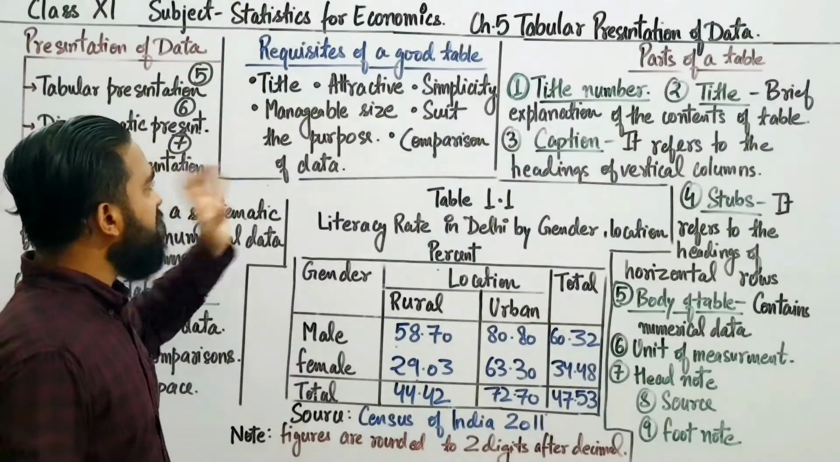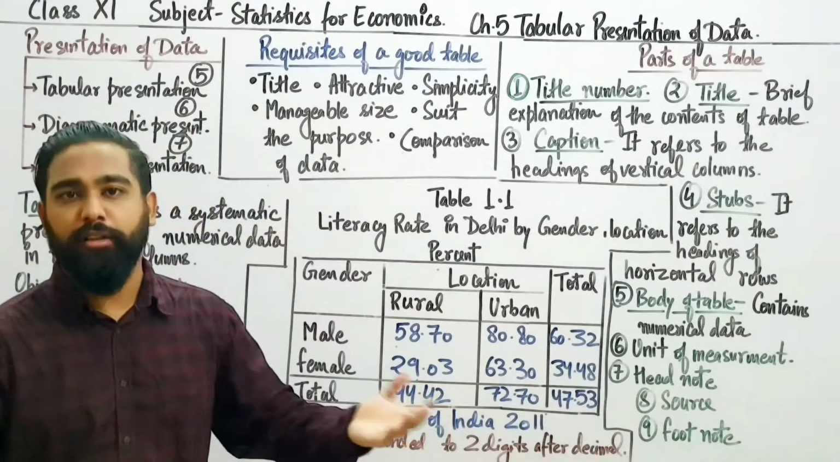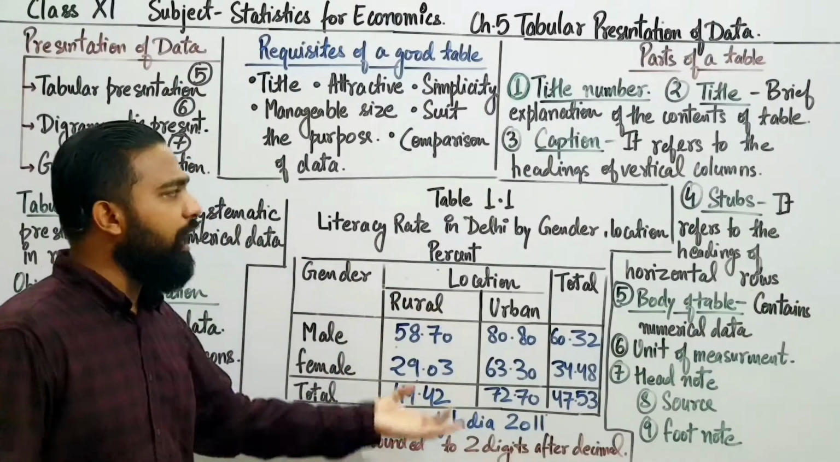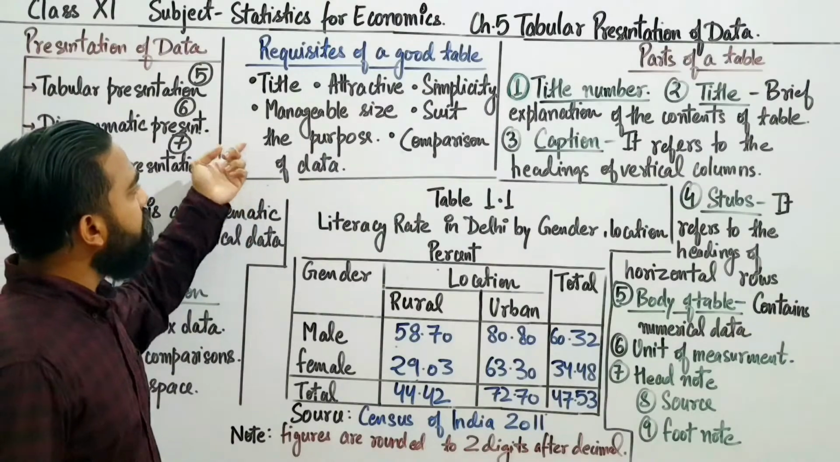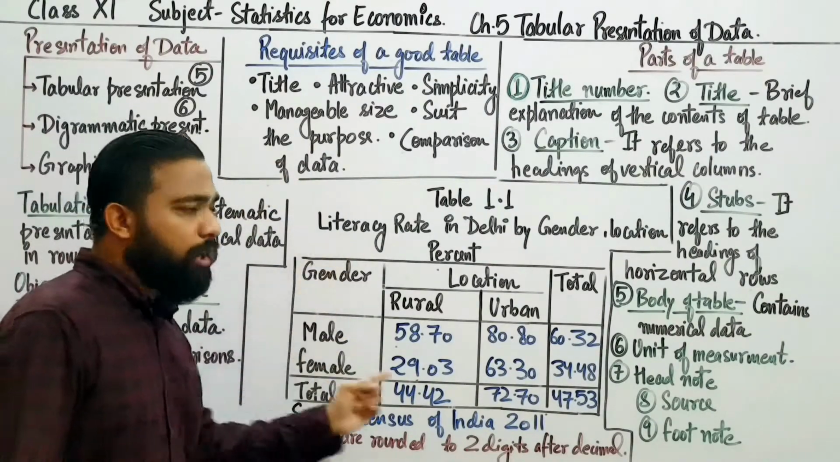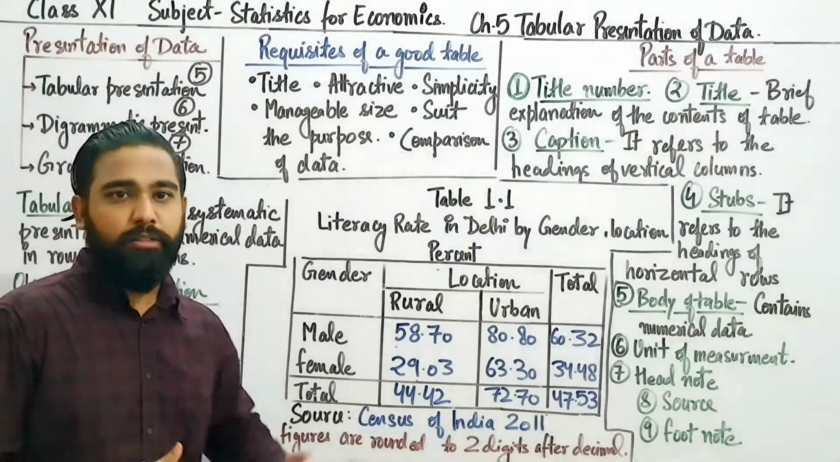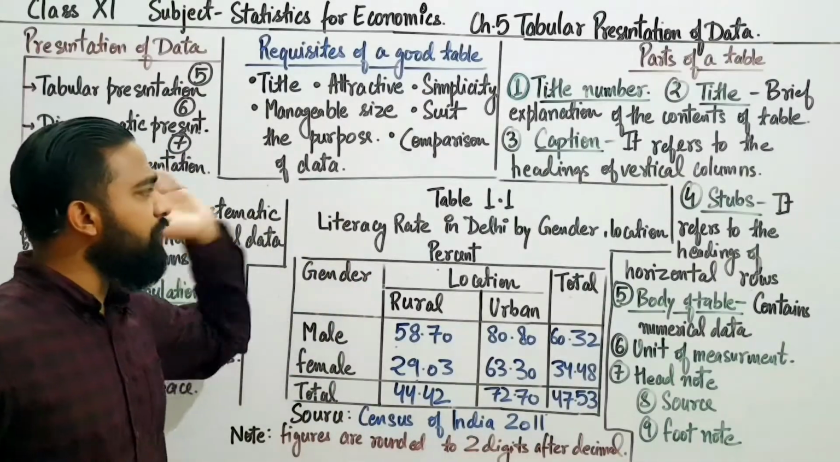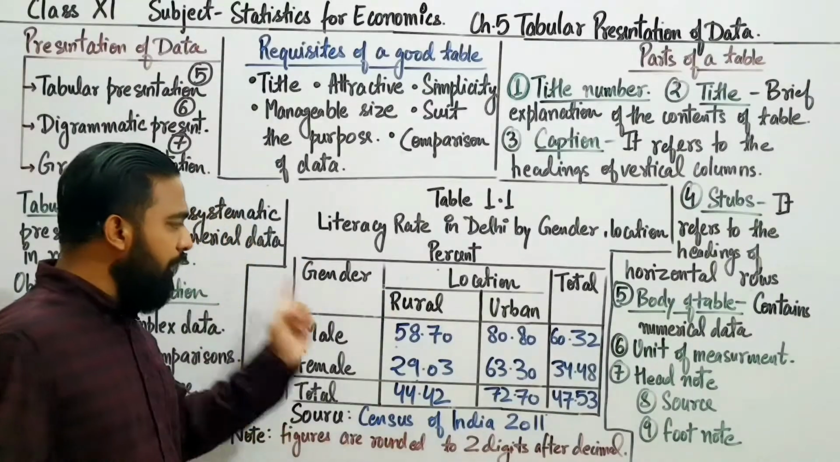Next, manageable size. It should not be of a huge size, but a normal size so that it could save your page also. And it should suit the purpose. Whatever I am trying to show, it should suit the purpose. Suppose I am showing the literacy rate in Delhi by gender, so the table should suit the purpose.